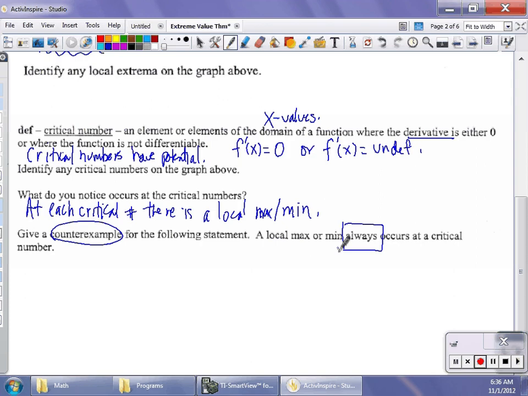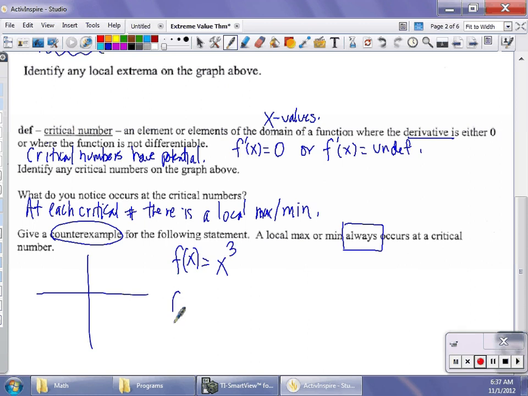Okay, stop the video, think about that, and sketch a graph or come up with a function that you think would prove that a value can be a critical number, but a local max or a local min doesn't have to occur there. Again, I encourage you to stop, think about it, try to figure it out for yourself. All right, so think about the graph of y equal to x cubed. Here's an easy example of a function.